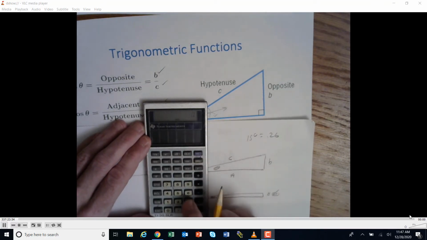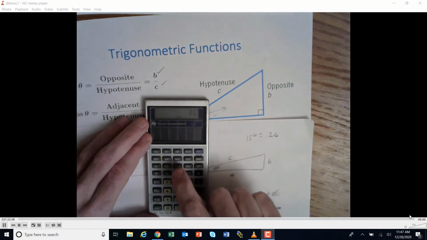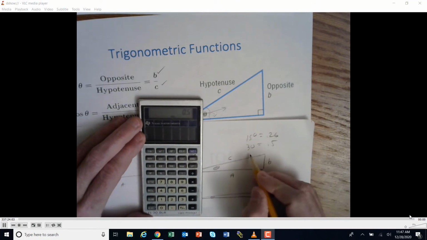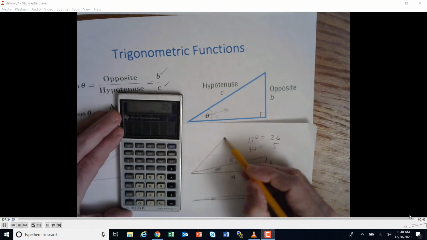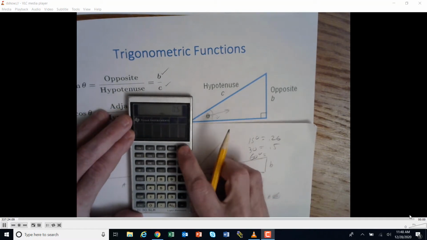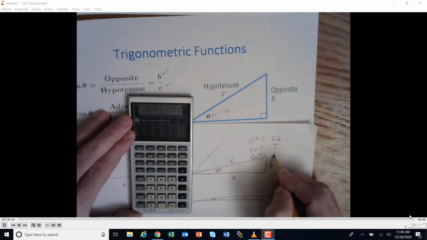Let's do some more. 30 degrees, I keep swinging this up even more. Now I'm going to 30, I hit sine. 30 degrees, I'm at 0.5, it's getting bigger. Let's swing this all the way up here to like 60 degrees, right? 60 degrees, and I hit sine. It's going up to 0.86.